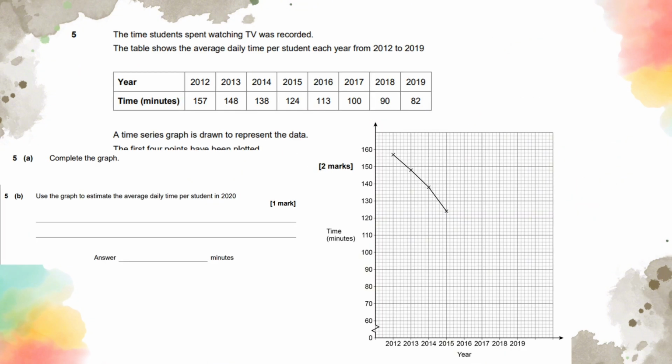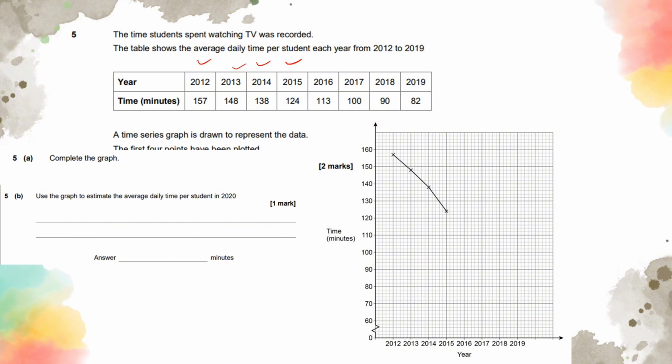Question 5. The time students spent watching TV was recorded. The table shows the average daily time per student each year from 2012 to 2019. And we've got the table here. A time series graph is drawn to represent the data. The first 4 points have been plotted. So they have plotted 1, 2, 3, 4 points. And they expect us to complete the graph. Okay, so that would mean they expect us to plot the rest.